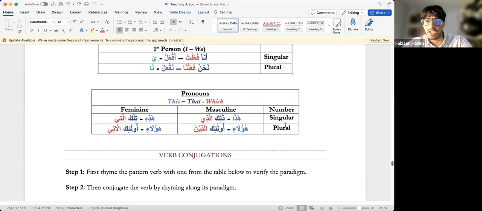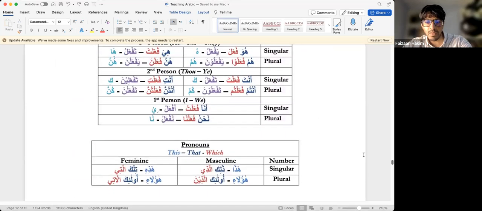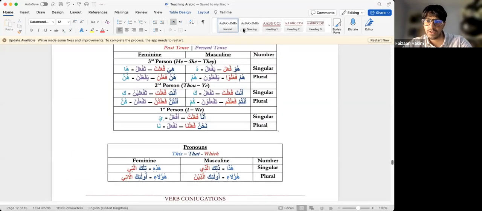Then, a tiny table just for all of your demonstrative and relative pronouns. And let's leave that here, inshallah.